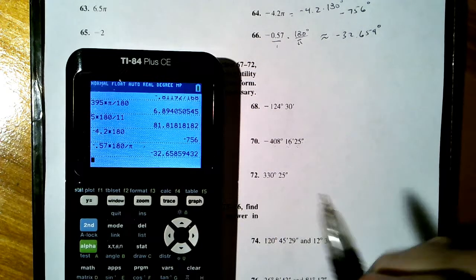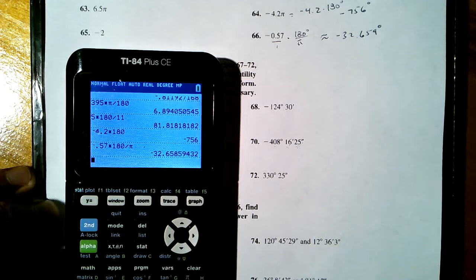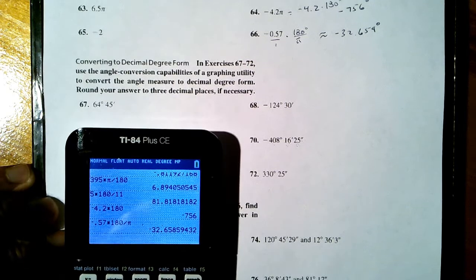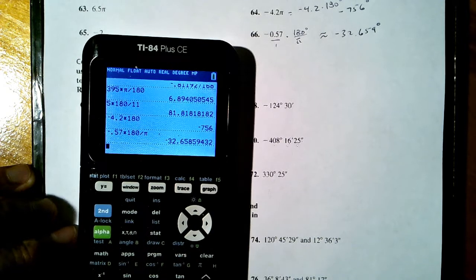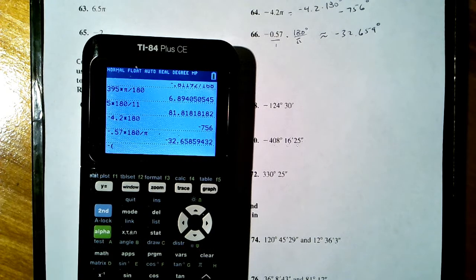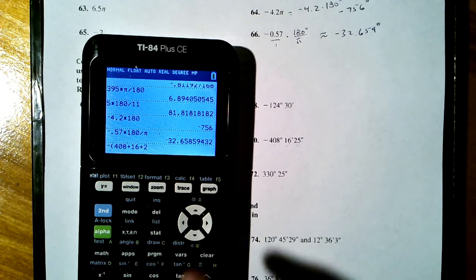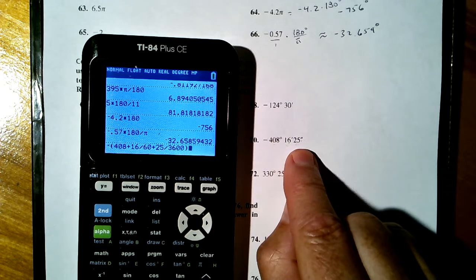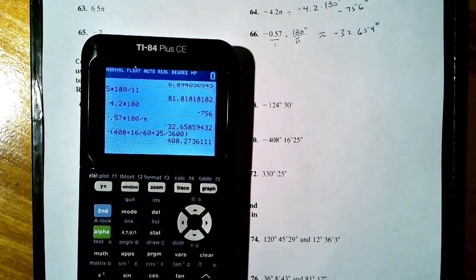So I'm going to start with number 70, but I'm going to show you an alternative to that. We're supposed to use angle conversion capabilities of a graphing calculator to convert the angle. So I'm not doing that yet. I'm going to show you this though. I could say this is negative 408 plus 16 plus 16 divided by 60 plus 25 divided by 3600. Takes 3600 seconds to get to a degree, and I get this.